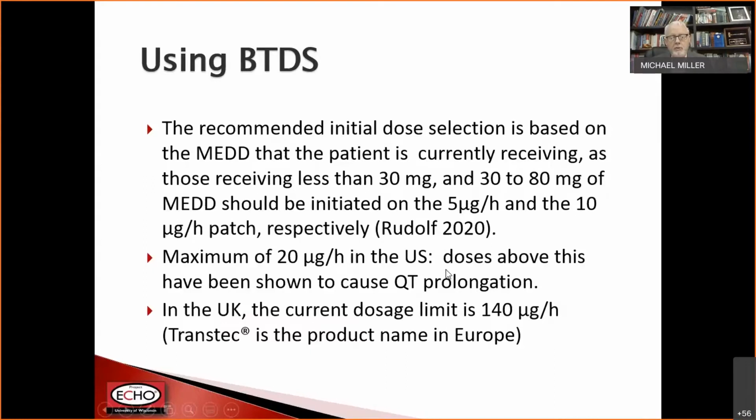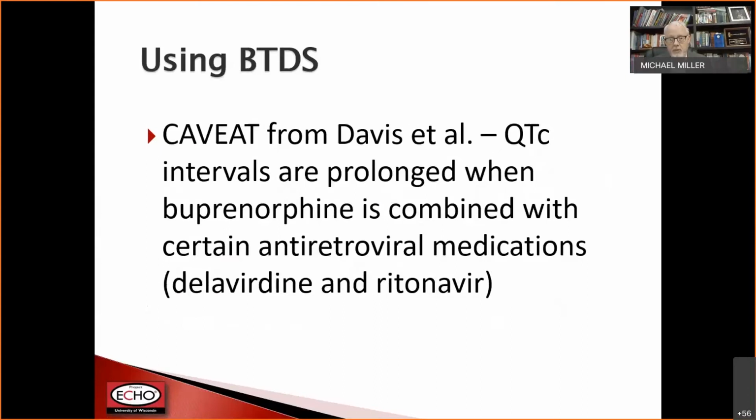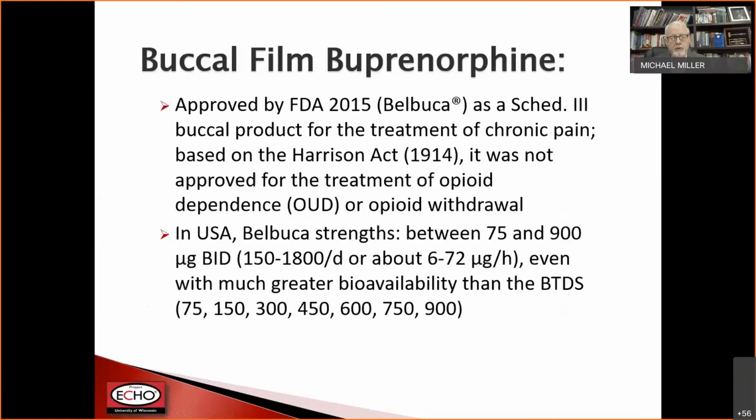QT prolongation was probably the thing that made the manufacturer not want to ask the FDA to approve higher doses, but the European product Transtec is used in much higher doses, really without much real-world cardiovascular problems at all. But obviously there are some issues with other medications that can prolong QT. So there are some QT issues even with this very low dose buprenorphine patch.